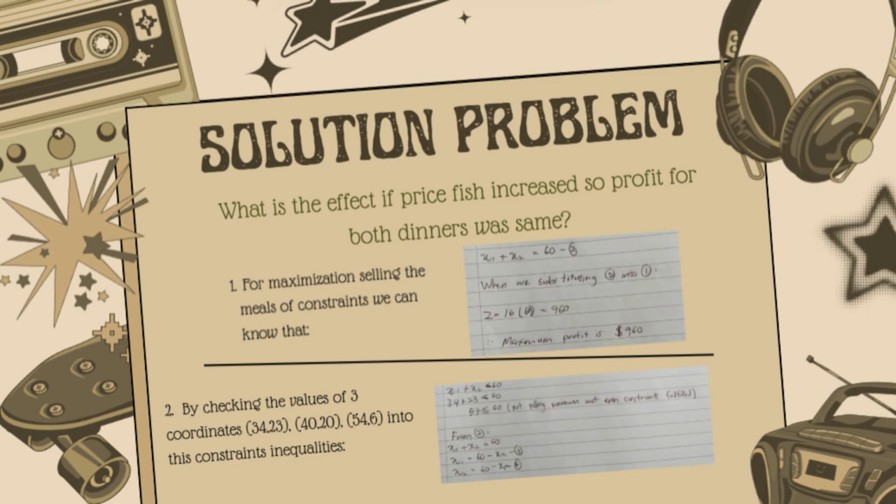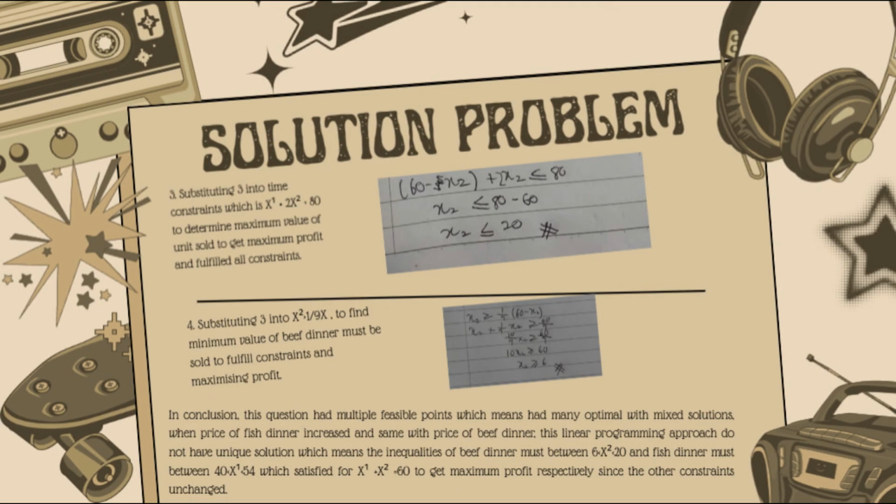What is the effect if the price of fish increases so the profit for both dinners is the same? First, for maximization, from the constraints on selling the meals, we can know that the maximum profit is $960. Second, by checking the values of the 3 coordinates, which are (34, 23), (40, 20), and (54, 6), in these constraint inequalities, we will get another 2 new constraints, which are 3 and 4.